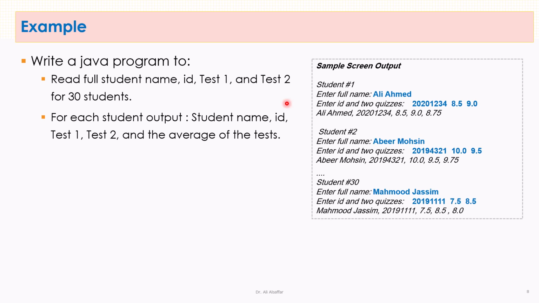In the sample screen output, we have a small typo error. Instead of typing 2 tests, it is written 2 quizzes. That will not change the implementation of our program because we are going to read 2 double values for 2 assessments. So let us assume we are dealing with tests rather than quizzes. So let us go to JGrasp and implement this part, and then we will show you in the other part how to save the data into a file.